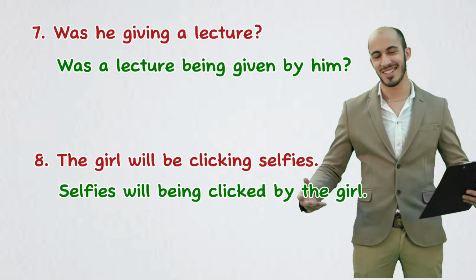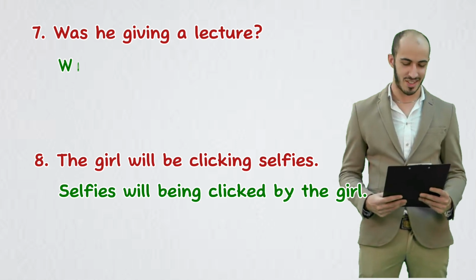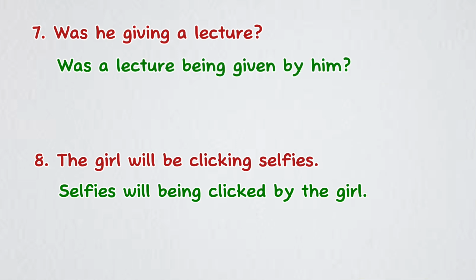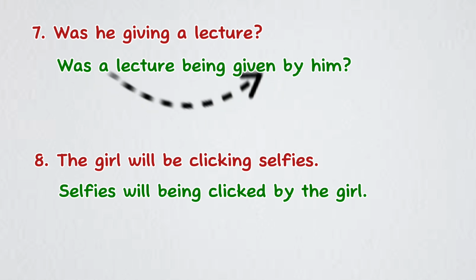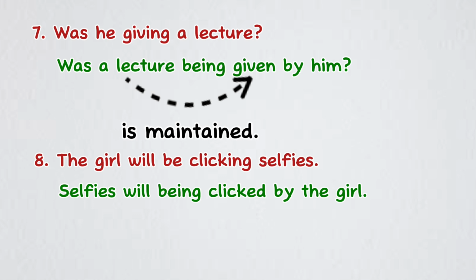Was he giving a lecture? The passive is was a lecture being given by him? In the original sentence, he is the subject performing the action of giving, and a lecture is the object being given. In the passive voice, a lecture becomes the subject of the sentence, and the verb is adjusted to emphasize the action being performed on the lecture. The question form is maintained in the passive structure. Thus, was he giving a lecture becomes was a lecture being given by him?